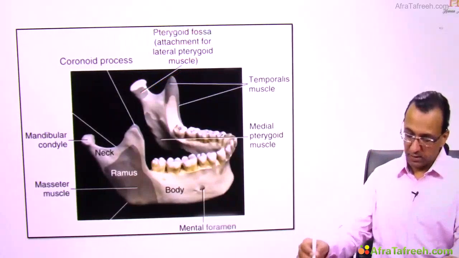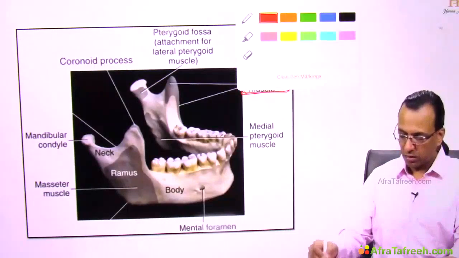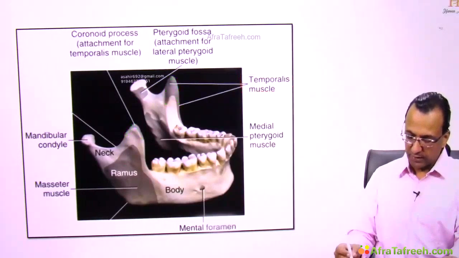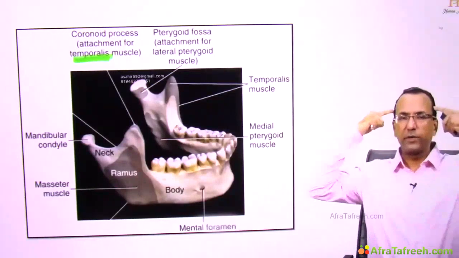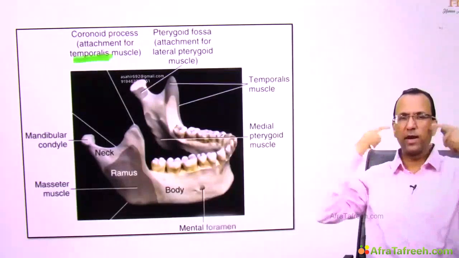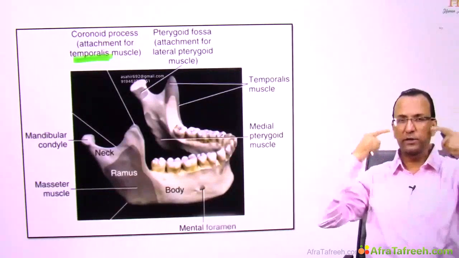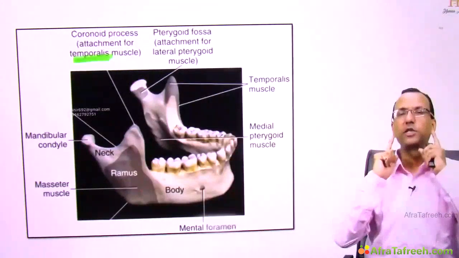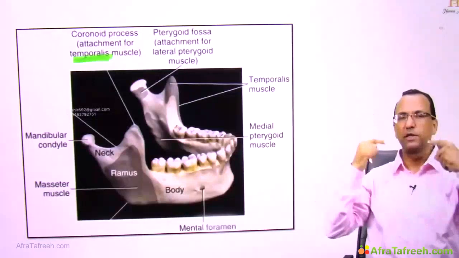What is this muscle here? Temporalis. It is inserted into the coronoid process. Yes, temporalis, coming from the temporal bone. Origin is the temporal bone, insertion is the coronoid process. I think it will pull the mandible back. Protraction, not protraction, retraction. Retraction, yes, because protraction is the lateral pterygoid. So protraction or protrusion is the lateral pterygoid, and retraction is the temporalis muscle.